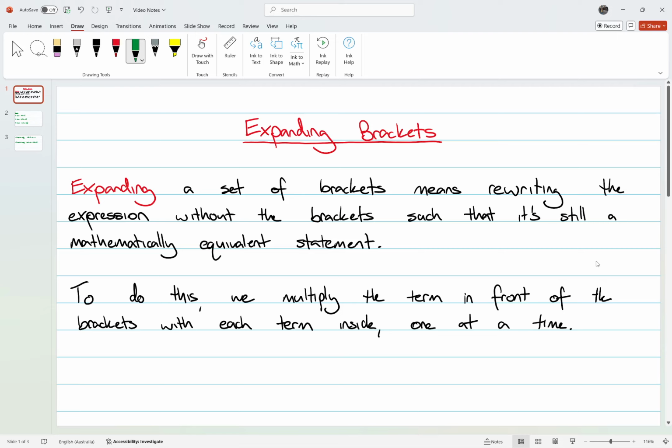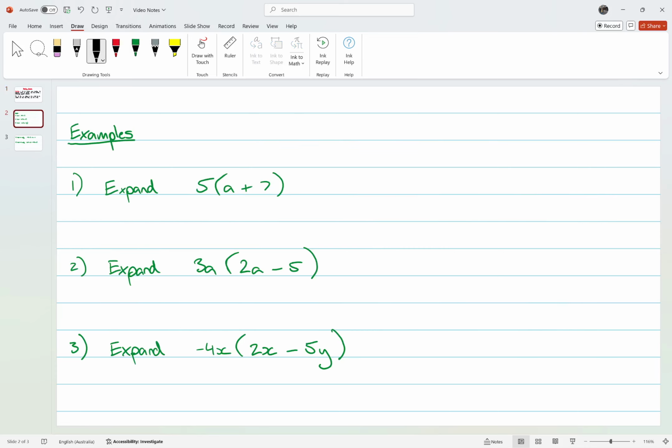To do this, we need to multiply the term in front of the brackets with each term inside one at a time. This actually relates to the distributive law. With all that said, let's jump into a few examples. What we want to do is expand these brackets.